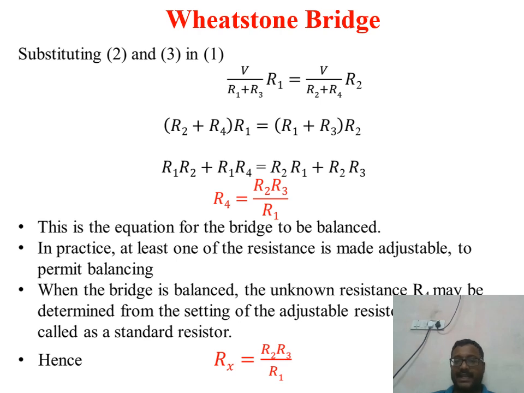So in practice, at least one of the resistances is made adjustable to permit balancing. When the bridge is in the balanced condition, the unknown resistance is determined as Rx equals R3 by R1. This is the balanced Wheatstone bridge.